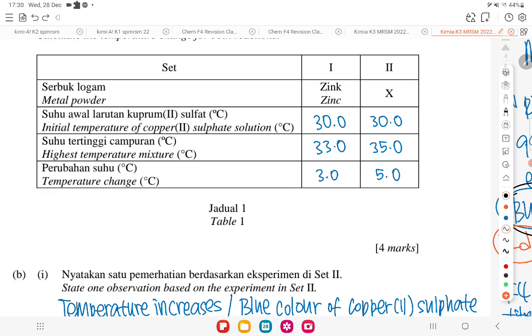In experiment number 1, when you use zinc, the temperature only changes by 3 degrees Celsius. In experiment number 2, the temperature changes by 5 degrees Celsius. The higher the temperature change, the greater the heat of displacement. So this one, the heat of displacement is greater. This is the heat of displacement between X and who? X and copper sulfate. So now you put the metal X in the copper sulfate.